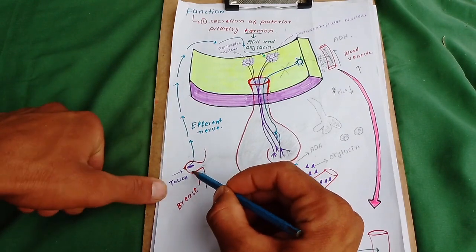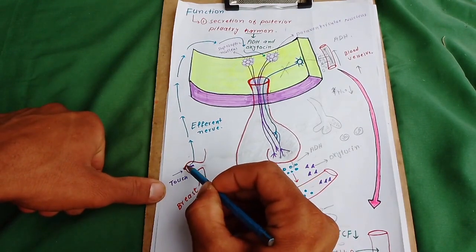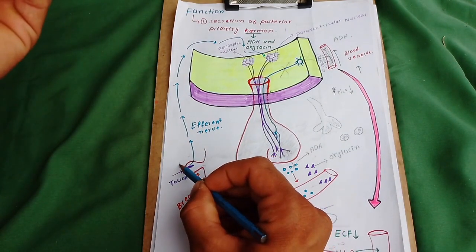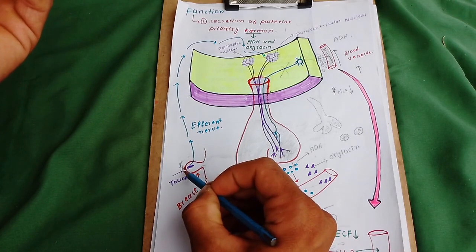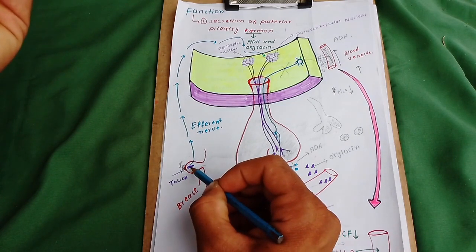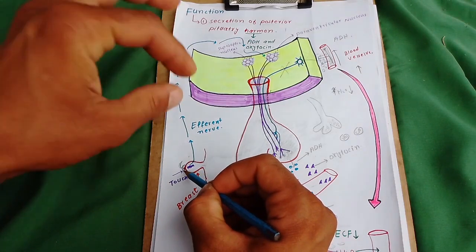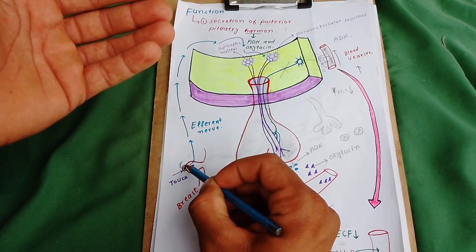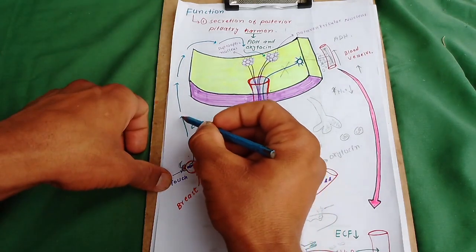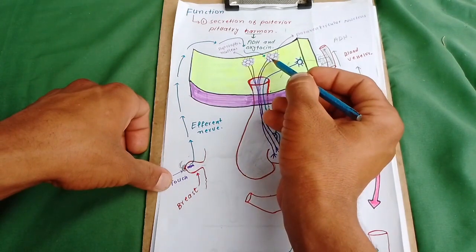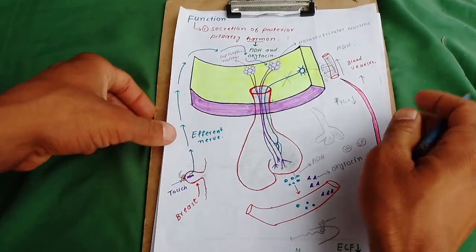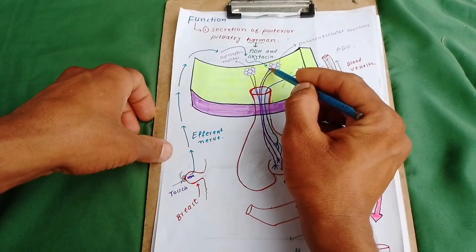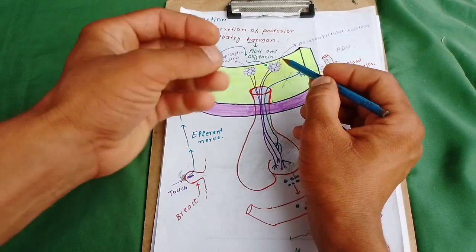Suppose this is the breast. This is the nipple. When we touch this area, or suppose there is a baby, when the baby is suckling the milk from this breast, there is a touch receptor in the breast. When the baby touches this nipple with its lips, the touch receptor is activated and carries the message to the paraventricular nucleus.